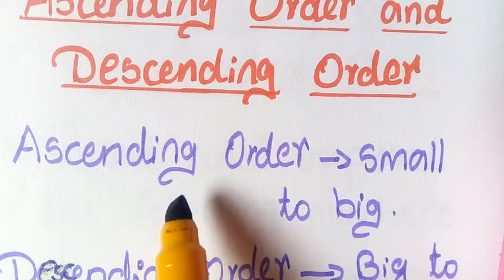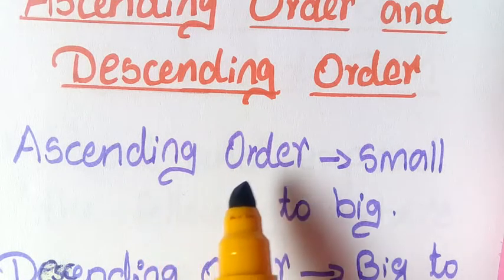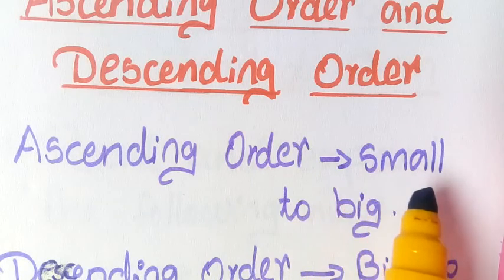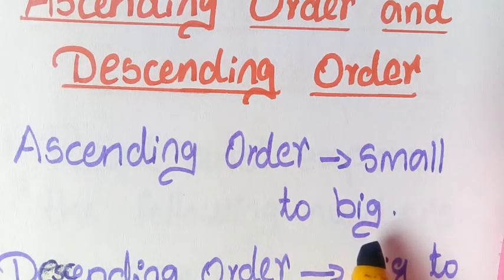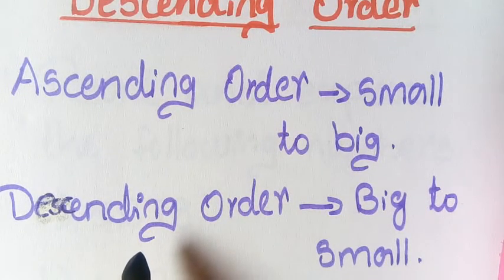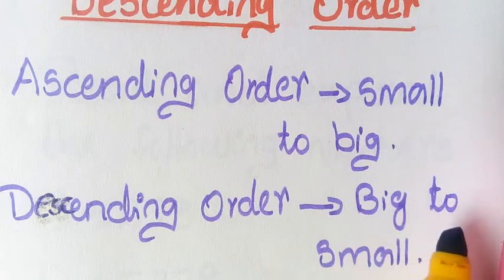Ascending order means arrangement from the smallest to the greatest. That is, shortly we can say small to big. Descending order means arrangement from the greatest to the smallest. Shortly, big to small.